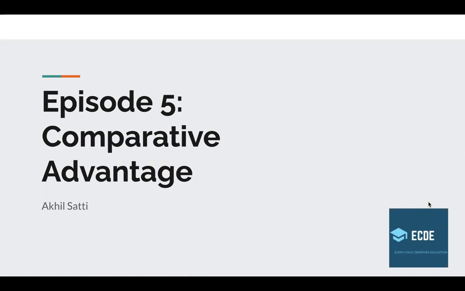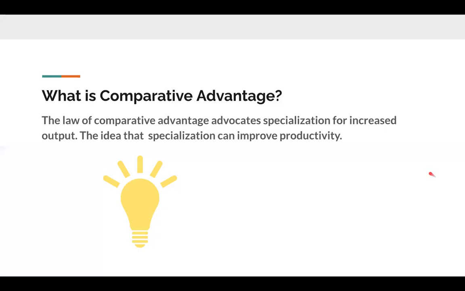This is episode 5, Comparative Advantage, and it's part of the AP Microeconomics and Macroeconomics playlist. Without further ado, let's jump right into it. What is comparative advantage? The law of comparative advantage advocates specialization for increased output, the idea that specialization can improve productivity.